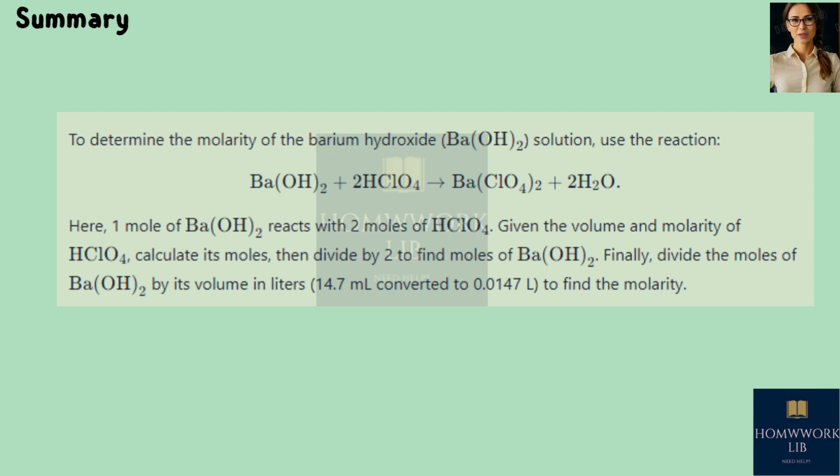Here, 1 mole of Ba(OH)2 reacts with 2 moles of HClO4. Given the volume and molarity of HClO4, calculate its moles, then divide by 2 to find moles of Ba(OH)2. Finally, divide the moles of Ba(OH)2 by its volume in liters, 14.7 milliliters converted to 0.0147 L, to find the molarity.